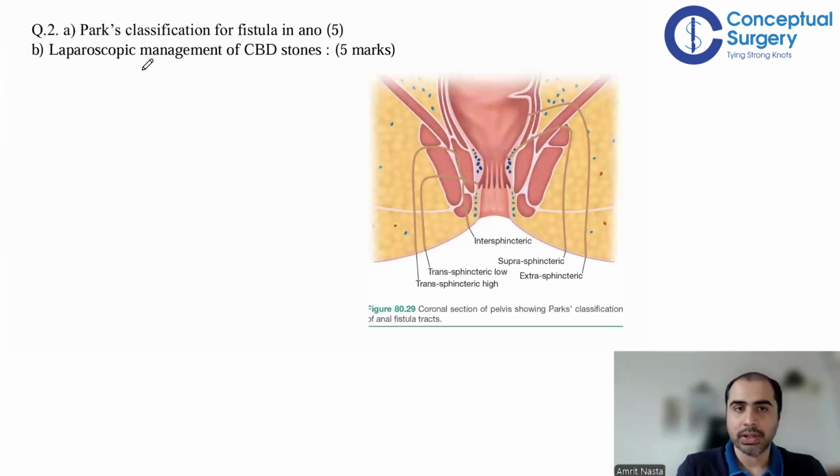Another very nice question, Park's classification of fistula. So this photo is from Bailey, but I suggest you should make a much simpler diagram. This looks a little complicated. I'll make it very simple for you. You can follow as I do.